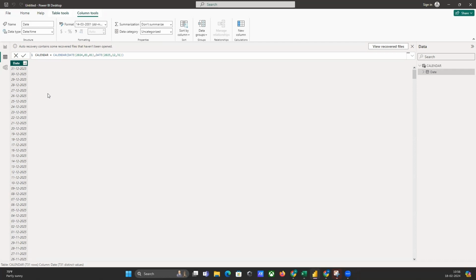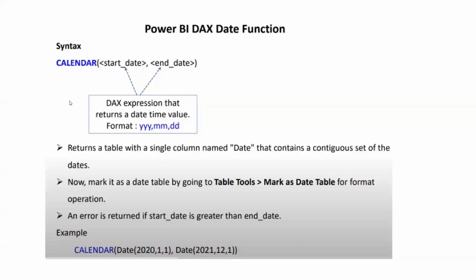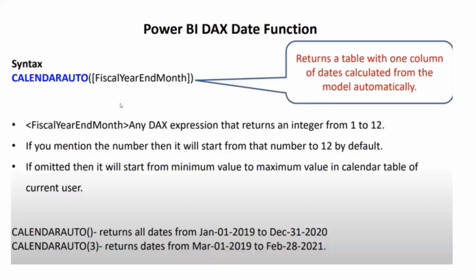Now, let us move ahead and understand about the concept of calendar auto function in DAX. So when we talk about this calendar auto function, what does this mean basically? In the calendar function, you just need to enter the start date and the end date, and then you will be getting the list of dates between those two dates. Now, in calendar auto function, you have to pass an argument, like the fiscal year end month.